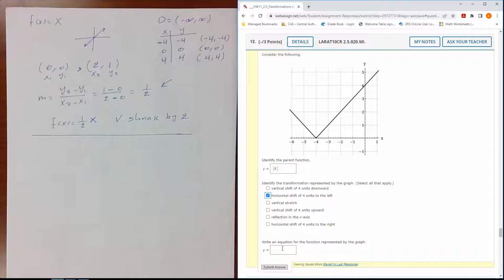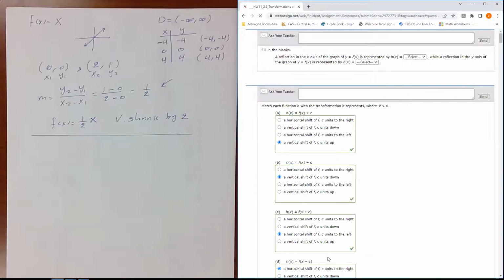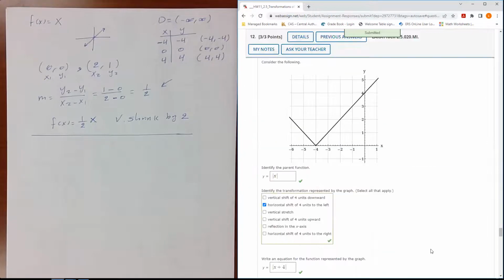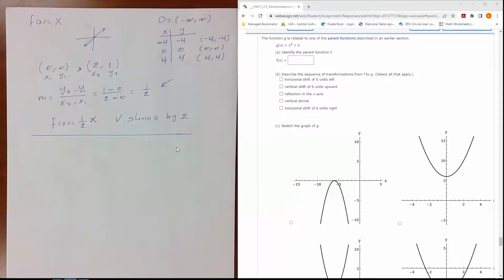That means the new graph is going to be, here are the functions, choose the absolute value, and it's going to be x to the left, so it's going to be plus 4. That's it for this example. Let's go to the next one. Let's check the next example.